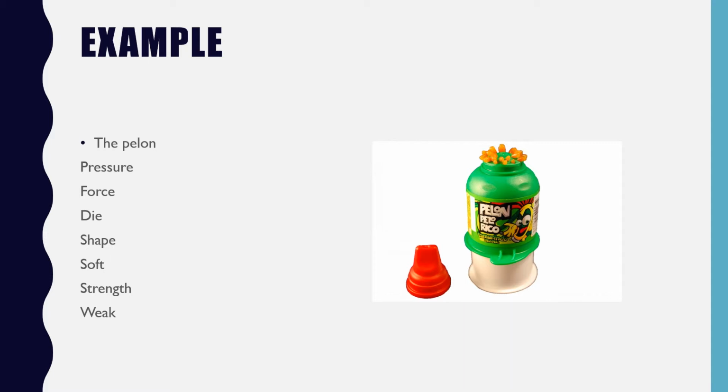Some words that you can remember with this process are pressure, force, die, shape, soft, strength, and weak.